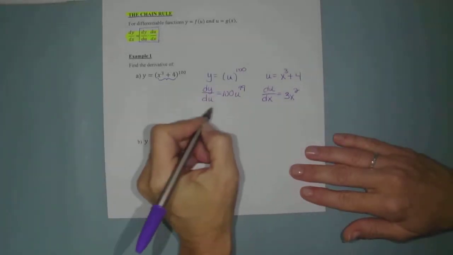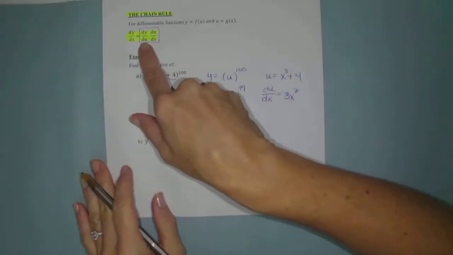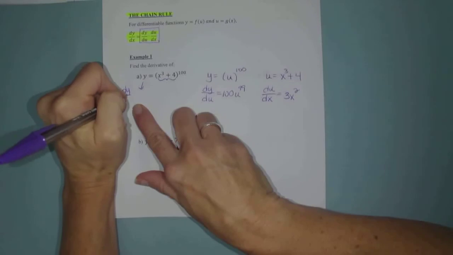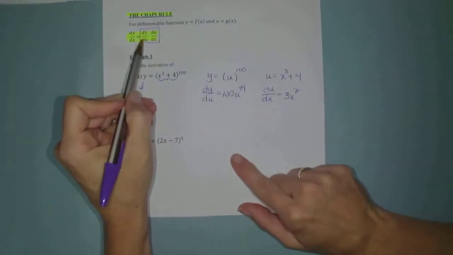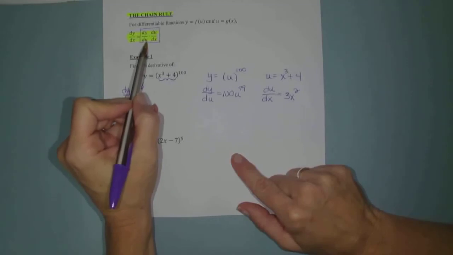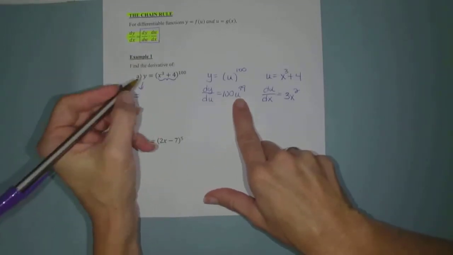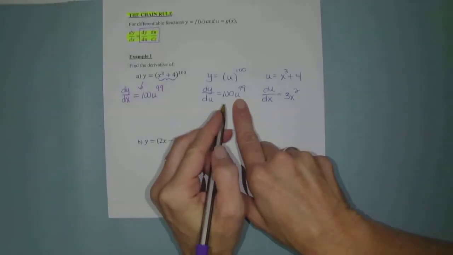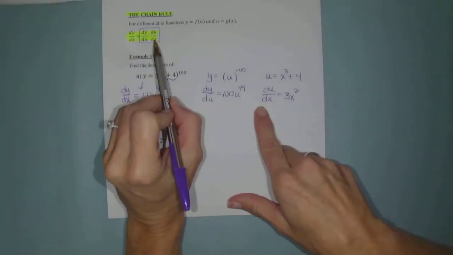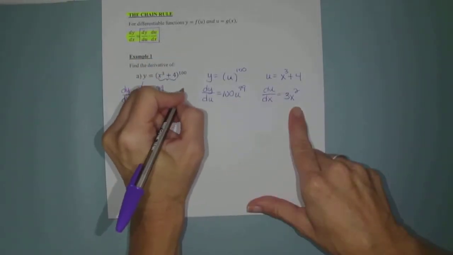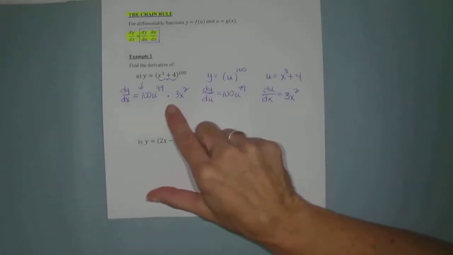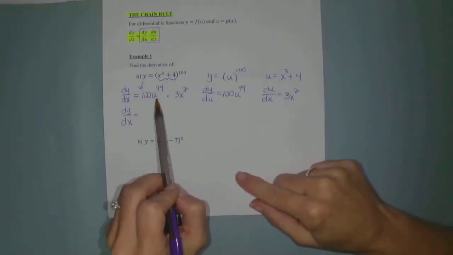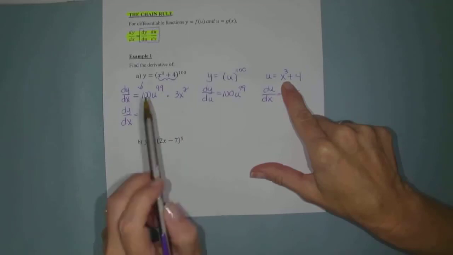Okay, so taking these two pieces of information and remembering what the chain rule says, we now know that dy dx is equal to, follow your chain rule up here, derivative of y with respect to u is right here, 100 u to the 99th power times the derivative of u with respect to x is 3x squared. Okay, and now the last step to this chain rule is to filter the u back in. So go back to what u was in terms of x, and let's get that back in there.